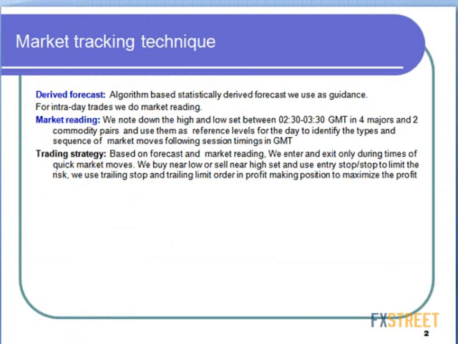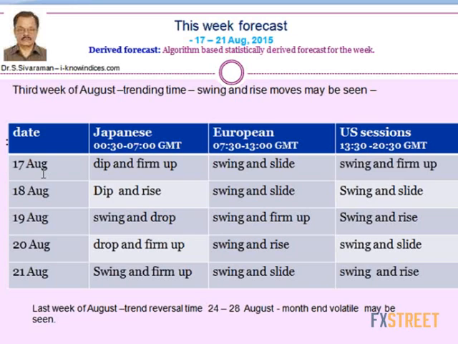So whenever there is a data release, what happens? The market waits. So what are the components we use for taking the trading decisions? First of all, the derived forecast. That is, using a statistical algorithm, I derive the market forecast for the entire week and I give it during the Asian session live market analysis on every Monday. This is the slide I had shown yesterday, Monday, 17th of August. What are the session-wise moves in this week from 17th to 21st? With the help of the algorithm, I'm in a position to give you the market timing and also how exactly the market is expected to behave.